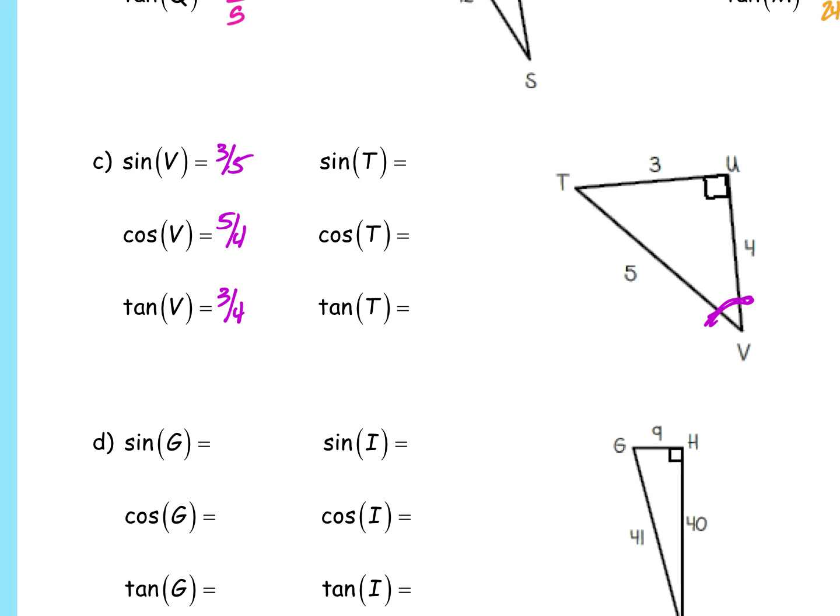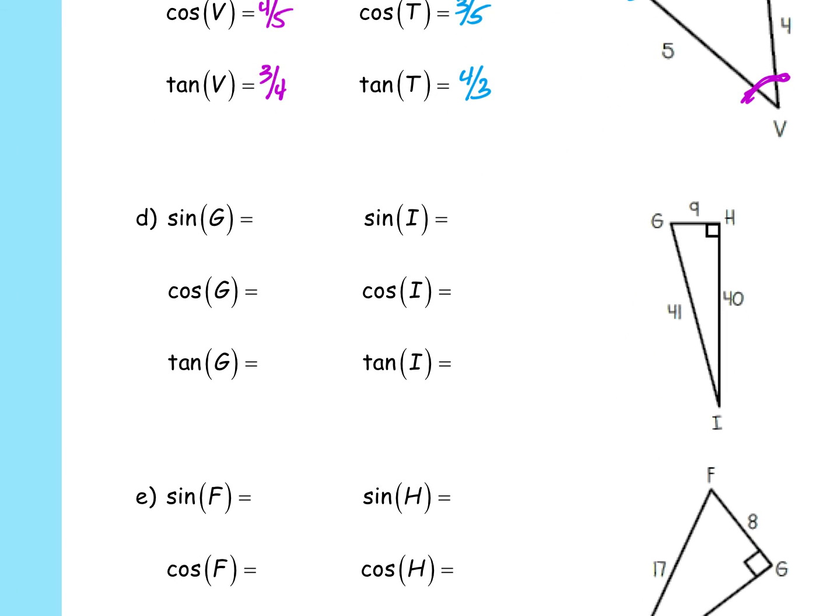And then we're going to look at T, which is this side. So sine is 4 over 5. Oh my gosh, did I write 5 over 4? Sorry, that should have been 4 over 5. I don't know why I wrote it backwards. And then cosine should be 3 over 5, and tangent should be 4 over 3. Okay, beautiful. And then I think we were doing D.